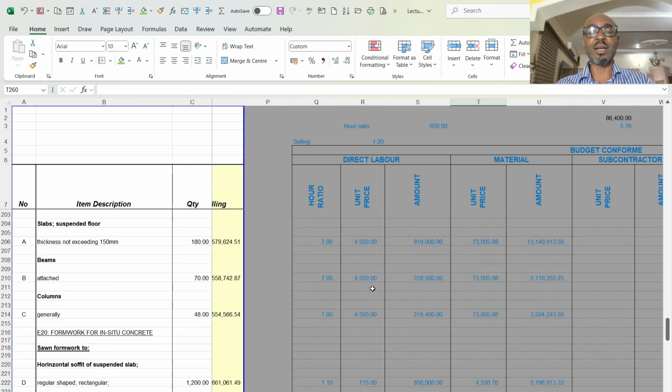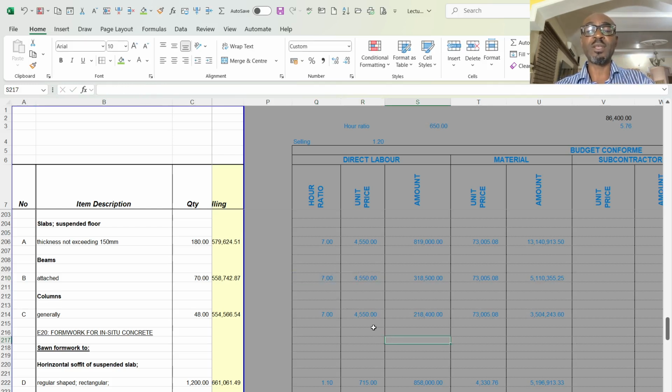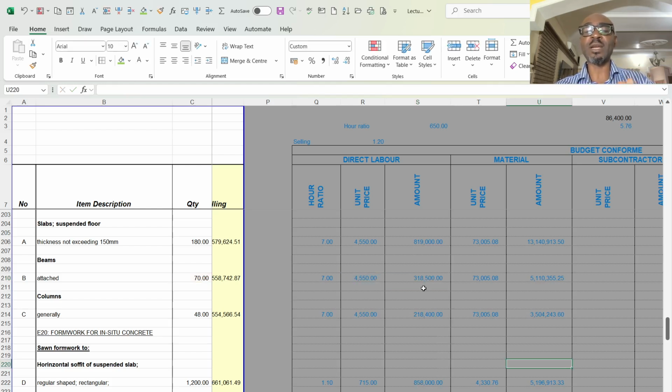Then also I quickly do for concrete. I say I'm going to spend 7 hours to mix, to transport, and to place the concrete. And if I multiply my 7 hours by my 650 cost per hour, it will give me 4,550 naira for a cubic meter. Then I multiply the total cubic meter I want to do, which is 70 cubic meter, by 4,550, gives me 318,500 naira.